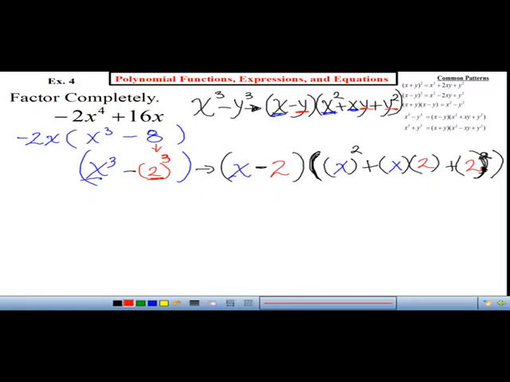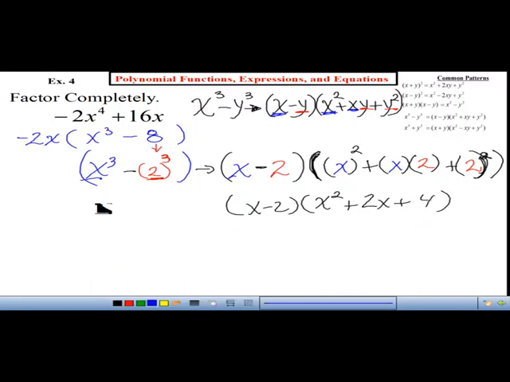Are we done? No, the last thing we do is simplify and bring down the GCF. So I bring this down, x minus 2, because I can't do anything inside. What is x to the second power? x squared plus, what is x times 2? 2x plus, what is 2 squared? 4. And we stop right there.